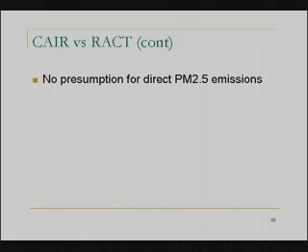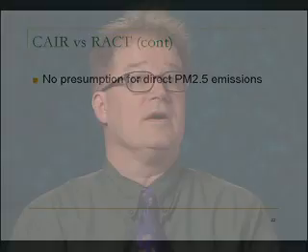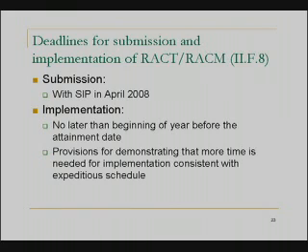There is no presumption related to direct PM 2.5 emissions for electric generating units and RACT. The deadlines for submitting and implementing the RACT requirement are discussed in Preamble Section 2F8. Essentially, the RACM analysis has to be submitted with the SIP by April 2008. The measures have to be implemented such that they have an effect the year before the attainment date. That is, they have to be in place the beginning of the year before the selected attainment date. There are provisions discussed in the preamble for demonstrating that more time is needed for implementation consistent with an expeditious schedule.